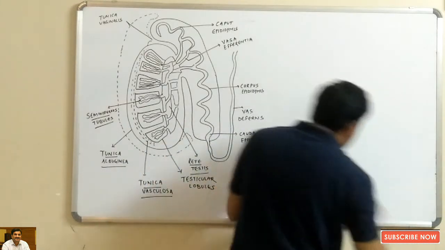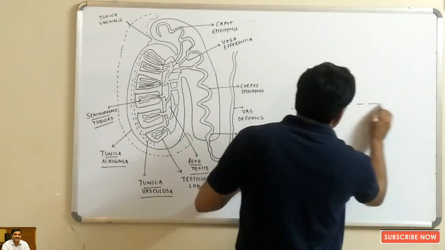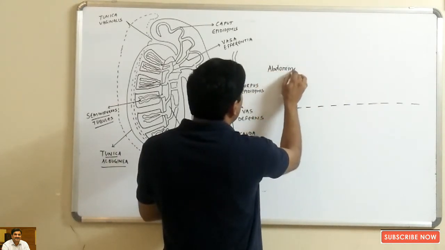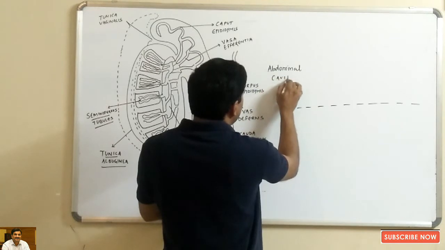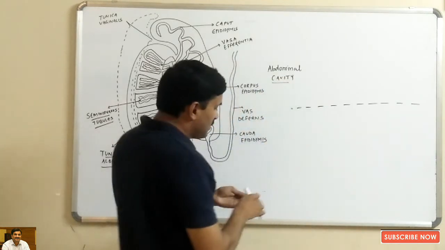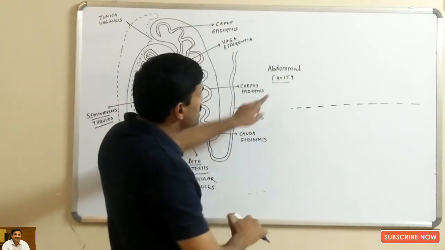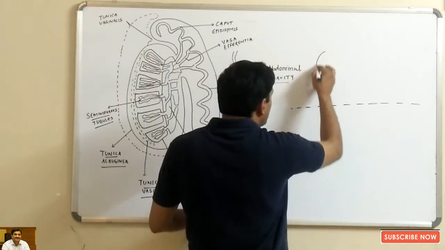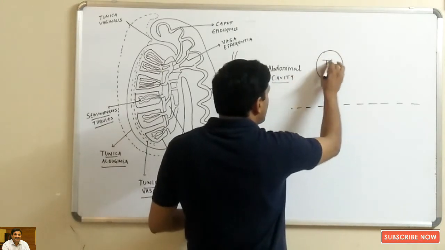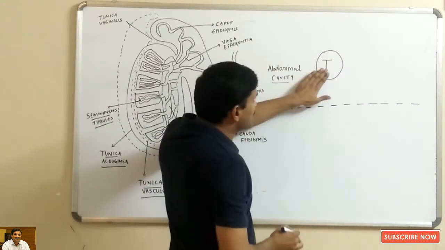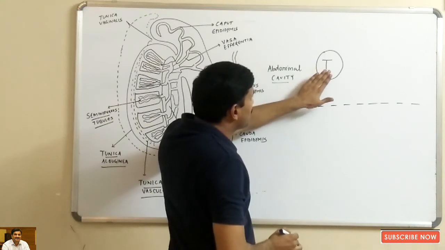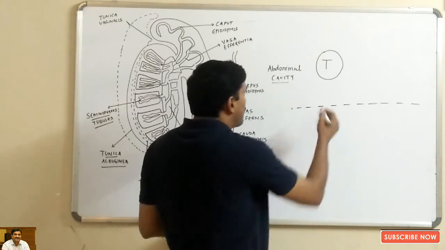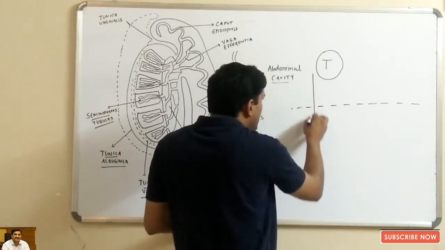Now let's have a look at how the testes descend down into the scrotum sac. See here, say I am drawing a line here. The portion above this line, just think that it is the abdominal cavity, and the part just below the line is the portion outside the abdominal cavity. Earlier, during the fetal development, the testes were actually in the abdominal cavity.